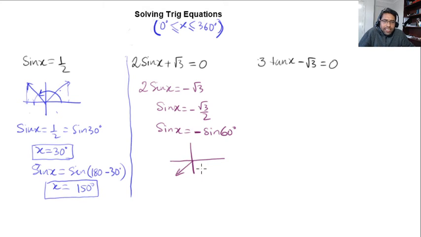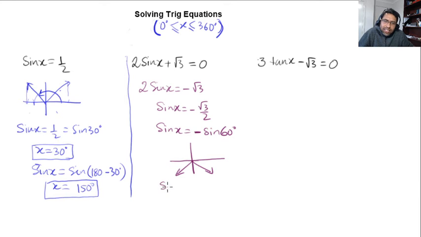So obviously sine is negative in the other two quadrants, the third and fourth quadrants, because in the third quadrant only tan is positive, and in the fourth quadrant cos is positive. So it means sine is negative in these two quadrants. So our answer is sitting in the third and fourth quadrant. So how do we reach that third quadrant?